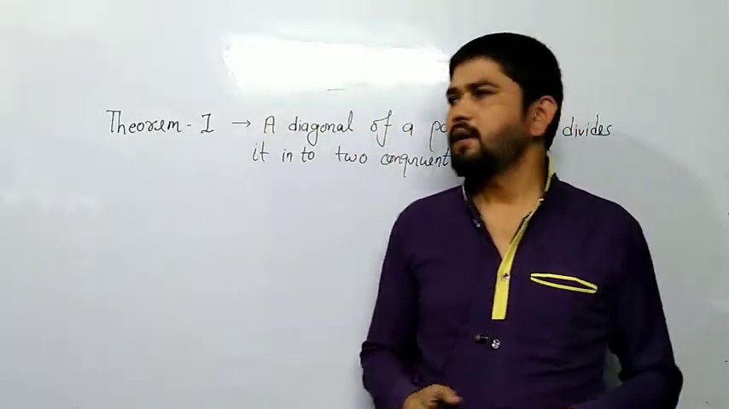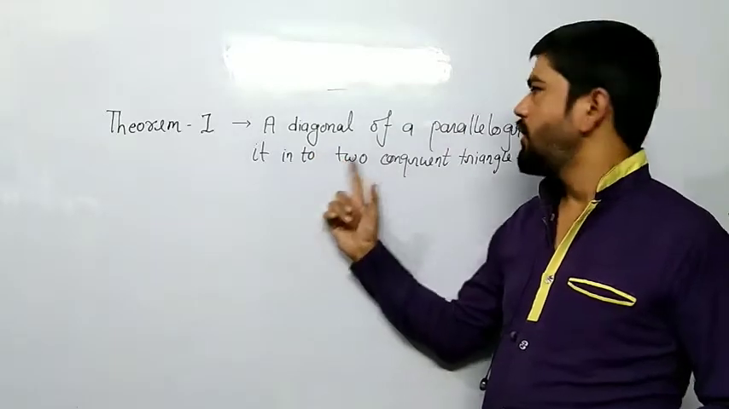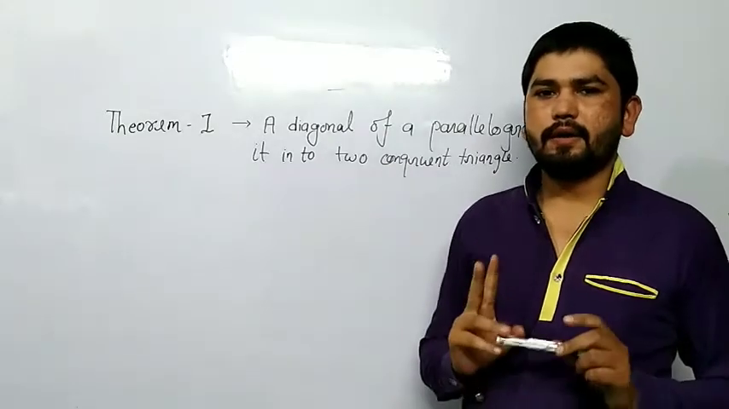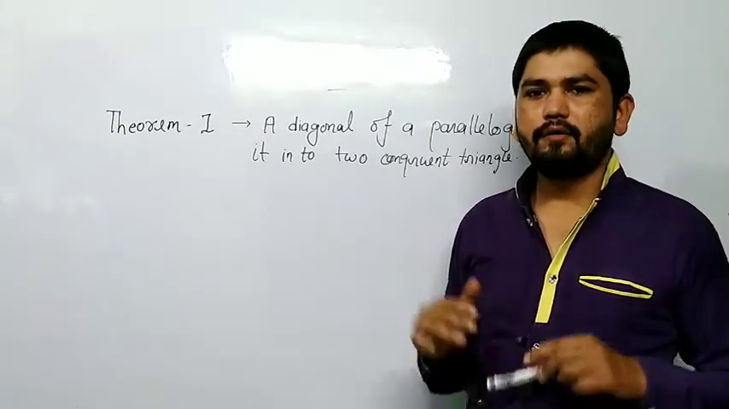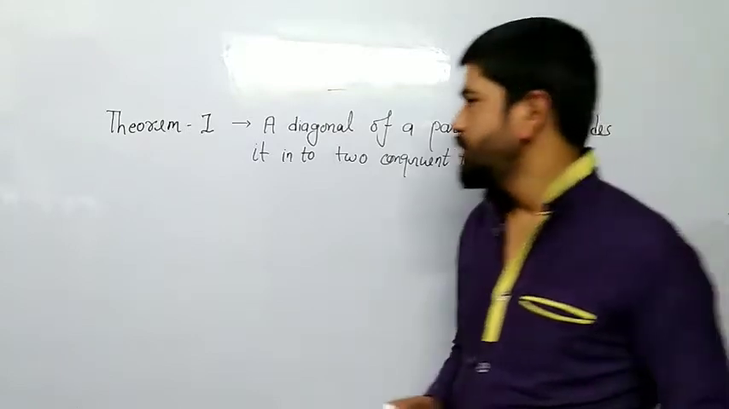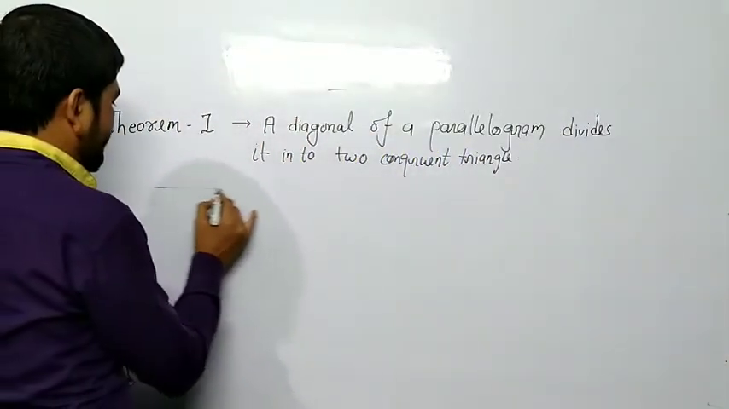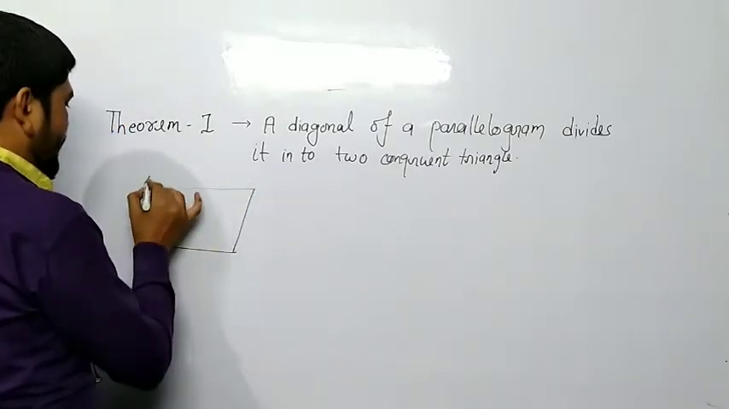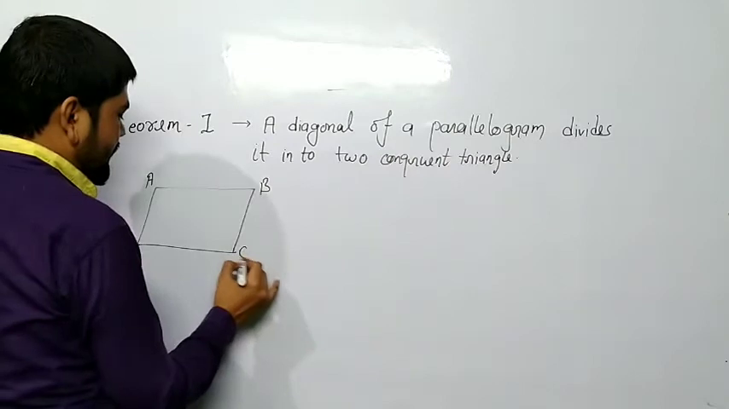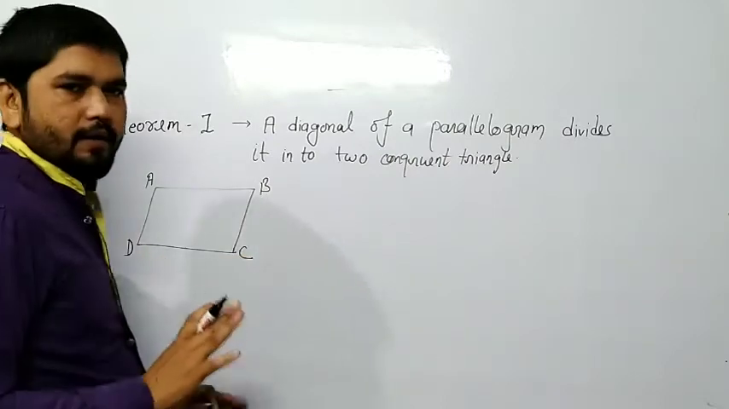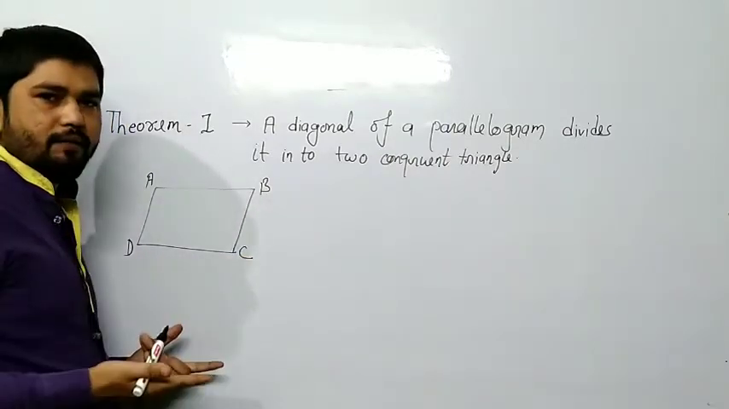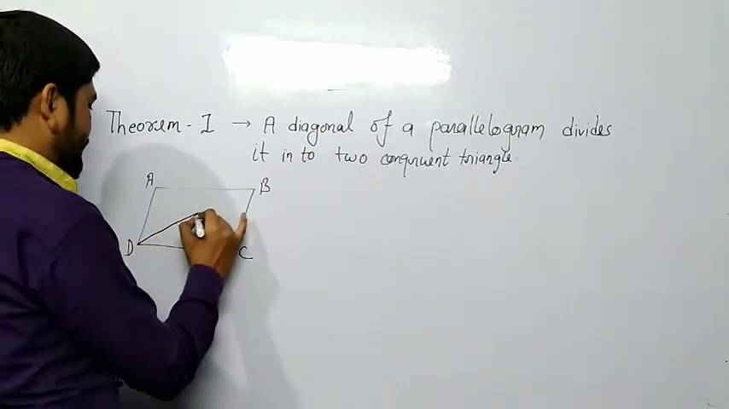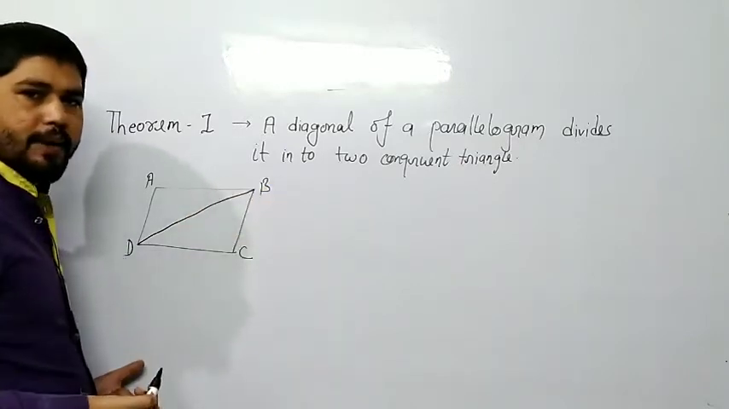So students, now you can see our first theorem is that a diagonal of a parallelogram divides it into two congruent triangles. So we need to prove it. How? We will draw the figure first. We will draw a parallelogram. There is a parallelogram ABCD. Okay, guys. Now we will draw any one diagonal of the parallelogram. So suppose we draw the diagonal BD.